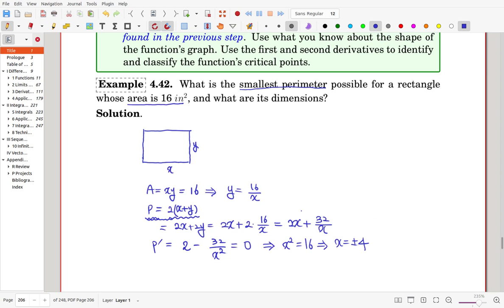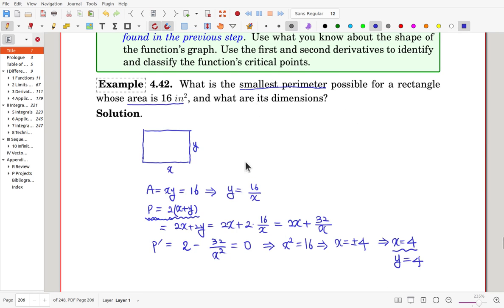However, x cannot be negative. And we didn't say in the beginning domain of x. However, x is representing a length. So length cannot be negative, which means now here x must be 4. Then when x is 4, now from this equation and also from that equation, you can say that here y must be 4. And we found the dimensions, x is 4, y equal 4.